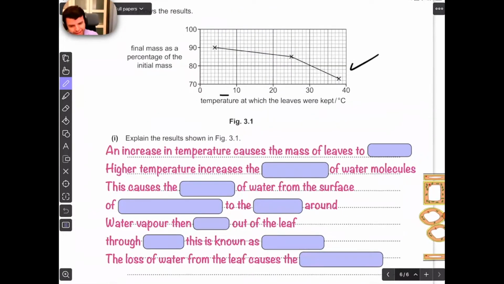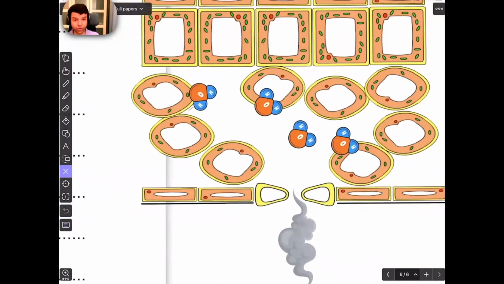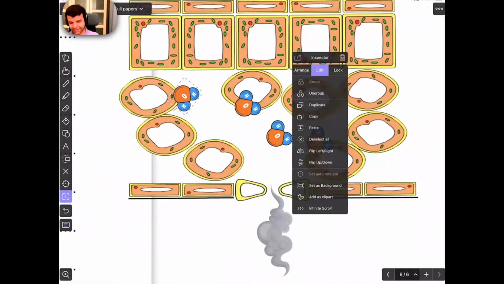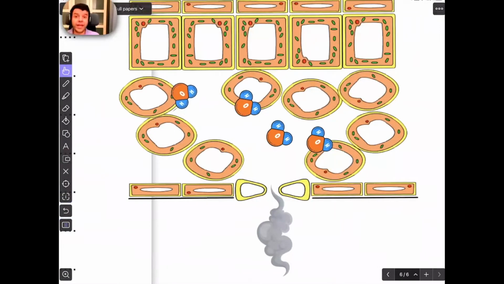What am I going to say? As the temperature increases, what happens to the mass? The mass of the leaf is decreasing. Higher temperature increases what? What effect does the temperature have on the water in the leaf? Note that the water molecules, or any other molecules, as the temperature increases, what happens? They gain kinetic energy, and that allows them to do what? That would allow those water molecules to change state. So we go from liquid state here to the gas state in the airspace.